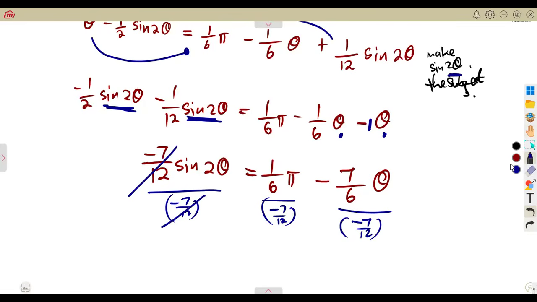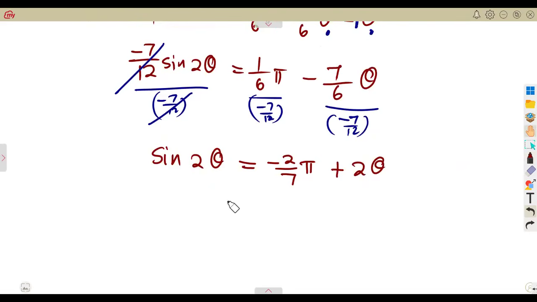So this simply cancels. We remain with a sine of 2 theta equal to. So if you divide these two numbers here, you're going to obtain a 2/7, actually. All right, this one is going to be a negative 2/7 pi, and this one will give us a positive 2 theta. All right, so we can just write with a positive, just start with a positive there. So it's going to be 2 theta minus 2/7 pi. All right, this is exactly what we have.